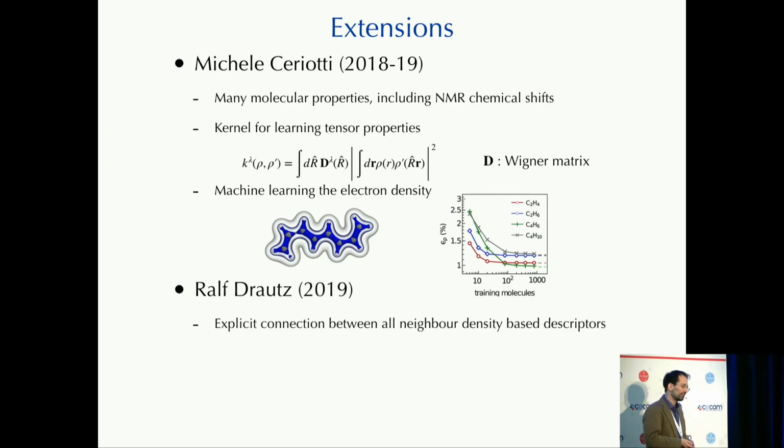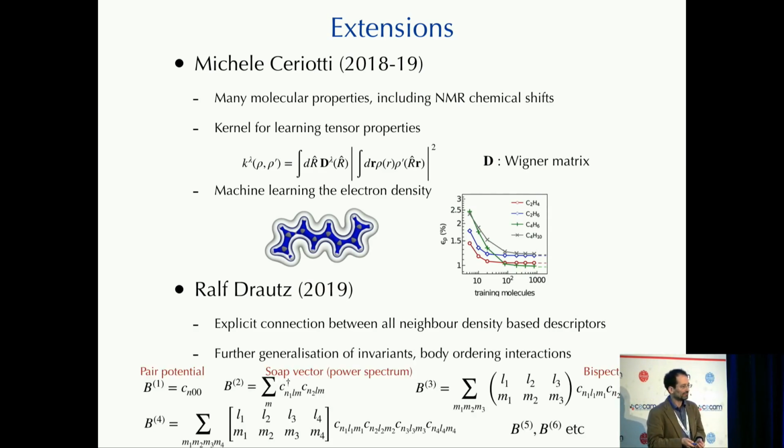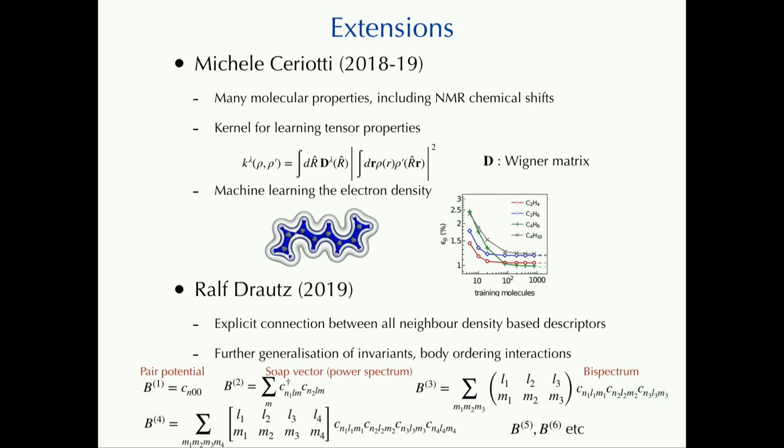There's a much more recent paper by Ralph Drautz from Bochum, and he made this theoretical connection between all the different neighbor density-based descriptors that I mentioned. So all of my and other people's work in the past 10 years, Ralph put it on the same footing, and he further generalized the invariance. So he basically said that the pair potential, the SOAP vector, and what we originally used in 2010, the bispectrum, they're all part of one series.